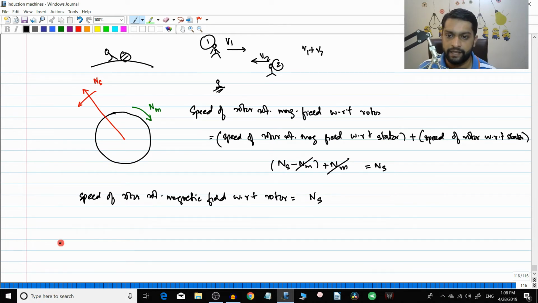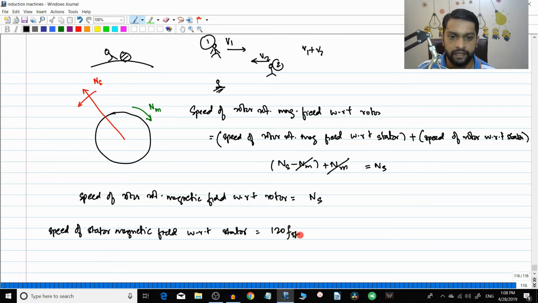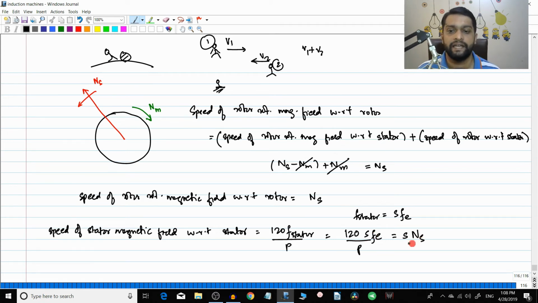Okay, so first we will find the speed of the stator magnetic field with respect to the stator conductors, with respect to stator. So that will be equal to 120 F stator divided by P, and F stator we have already seen in the previous video, which is equal to S into F electrical, right? So I can substitute that here. So 120 into S into F electrical divided by P. So 120 F electrical divided by P is nothing but ns, right? So this will be equal to S into ns. So the speed of the stator magnetic field with respect to stator is S into ns.